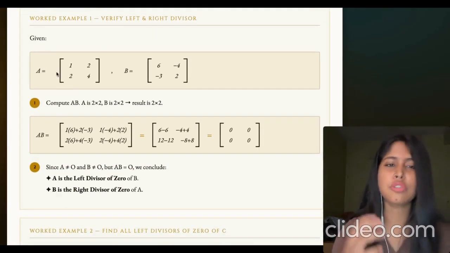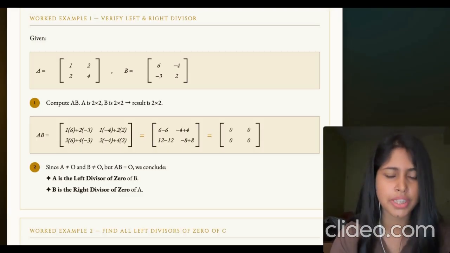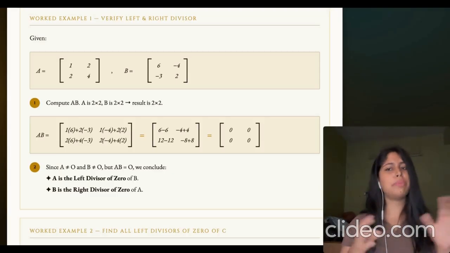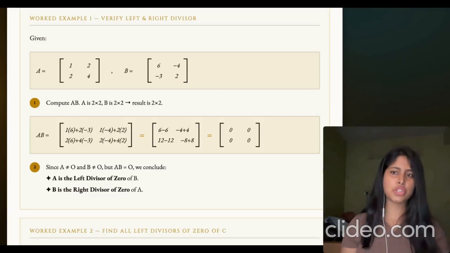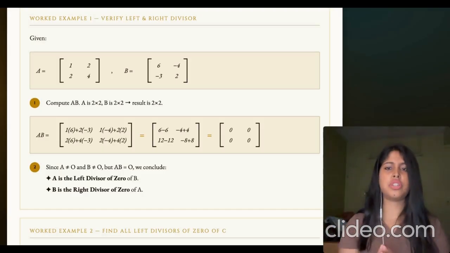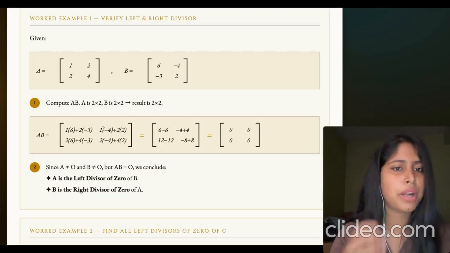I have given you two matrices, A and B, both of order 2 cross 2. First you need to check the conformability. A is 2 cross 2 and B is 2 cross 2. The number of columns of A is 2 and the number of rows of B is 2, so we can do the multiplication. The order of the result AB will be m cross p, which is 2 cross 2.